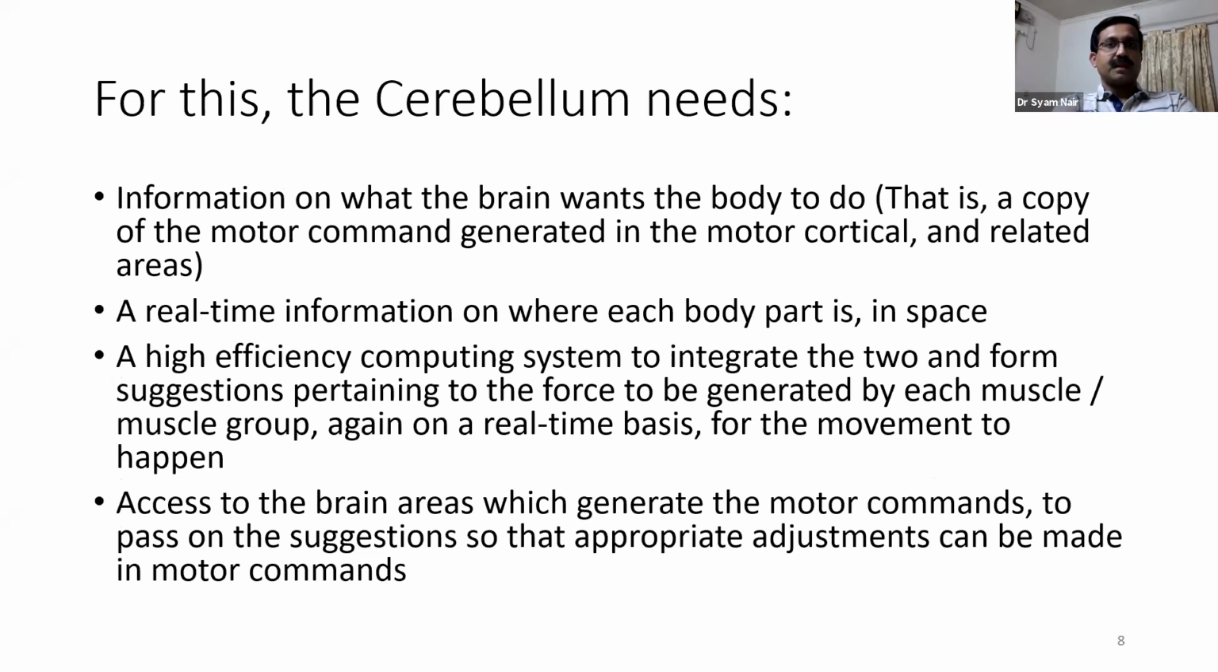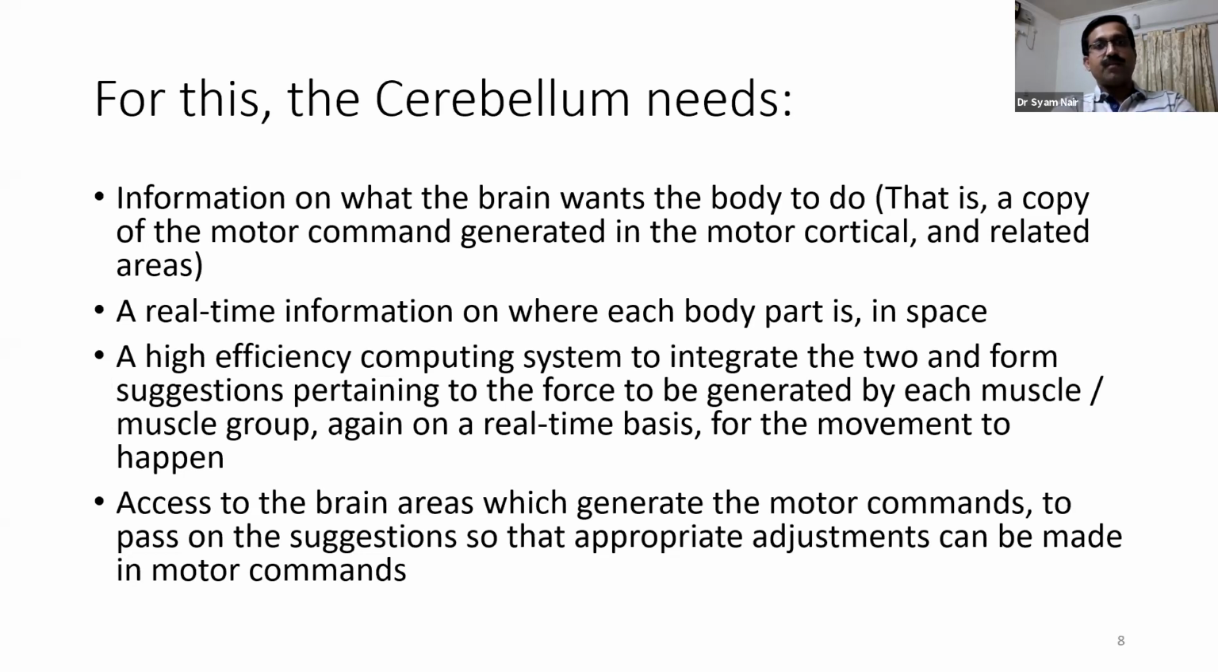For all this, the cerebellum needs 3-4 skills or 3-4 pieces of information. One is information on what the brain wants the body to do. That is a copy of the motor command generated in the motor cortical and related areas. Only if the cerebellum gets a copy of the motor command, or information regarding what the brain wants the body to do, can it do these corrective measures.